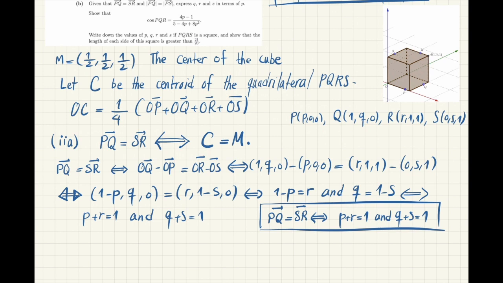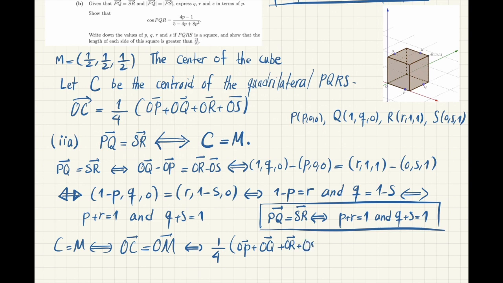Okay, so I would say that C is equal to M, again, if and only if OC is equal to OM. Yes, but what is OC? OC is here. Oh, I forgot to put the arrow here. So this is OC, and this is M, but OM would be the vector with the same components. Yes, so then this implies that 1/4 of OP plus OQ plus OR plus OS is equal to OM.